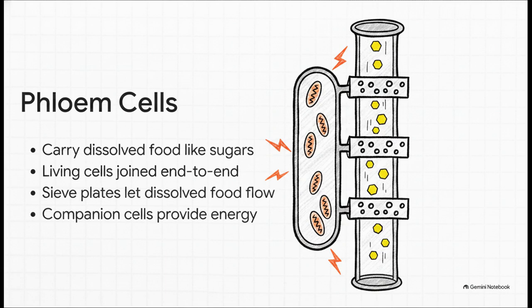To leave room for that food to flow freely, phloem cells lose almost all of their own subcellular structures. So they have to rely completely on neighboring companion cells, which are totally packed with mitochondria, just to provide the energy to keep them alive and actively transporting.